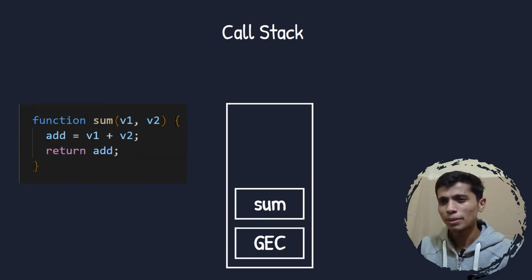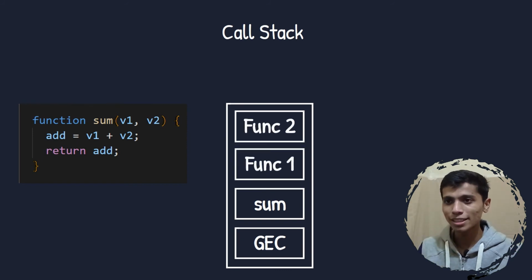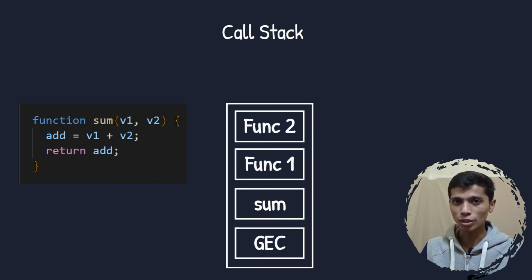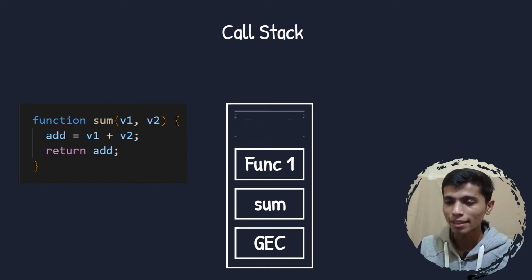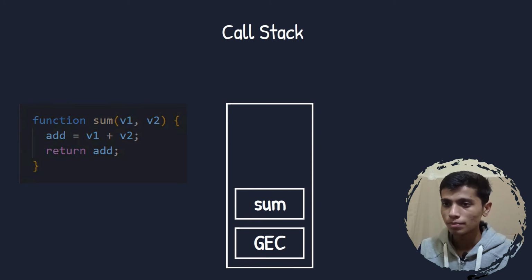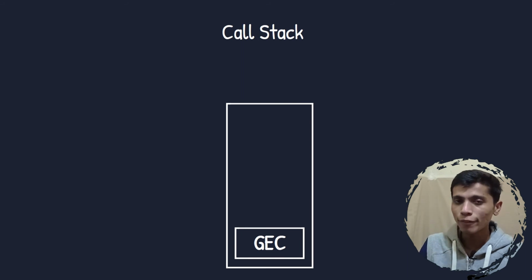Now for example, this is our call stack, and if there is a function 1 and function 2 that are pushed inside the stack, or that are called. But as the task of the function is finished or the function returns, our functions get popped out of the stack, like function 2 and function 1. And after that our sum function, which has returned a value, will also be popped out of the call stack.